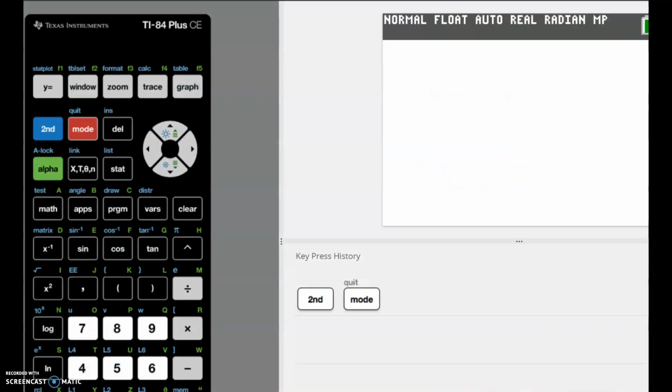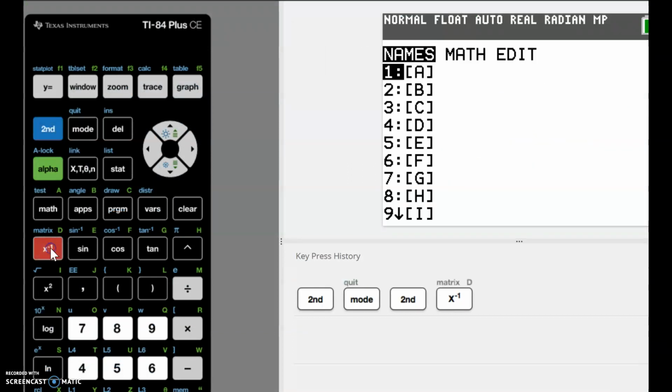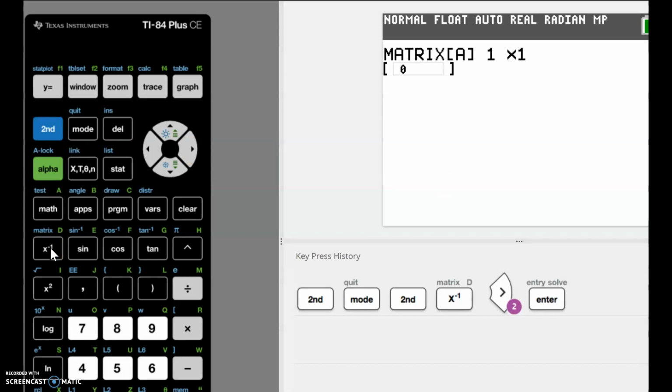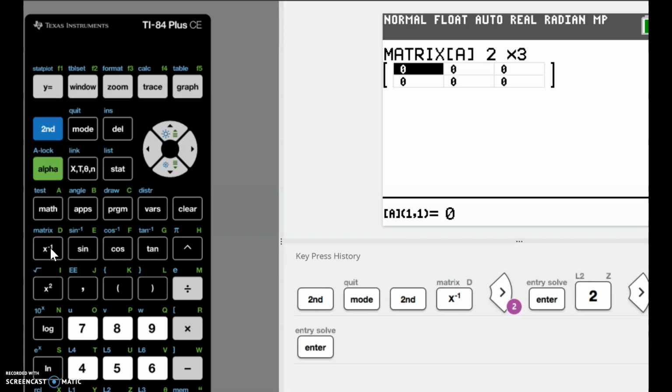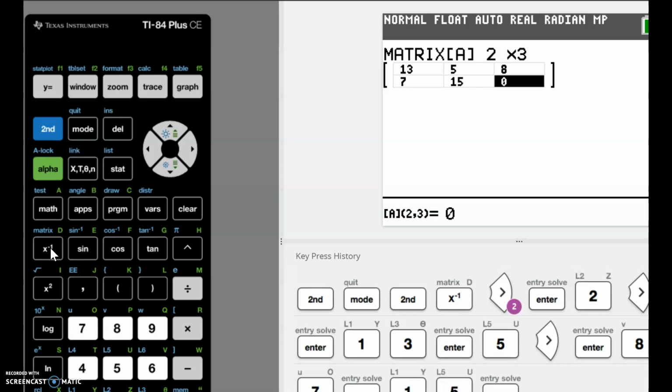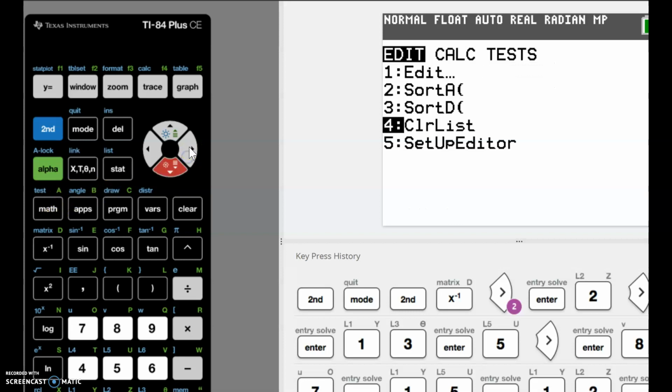So to do this, we're going to go to second matrix, and we're going to go over to edit. It is 2 rows, 3 columns. It was 13, 5, 8, 7, 15, and 12.